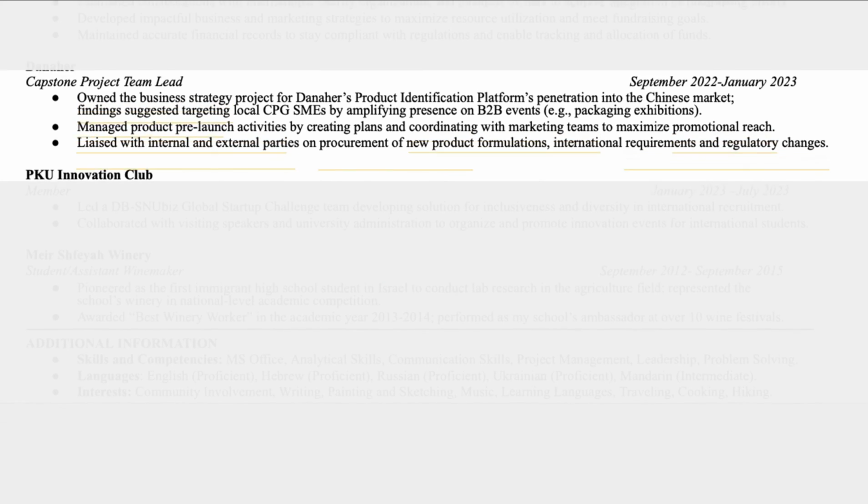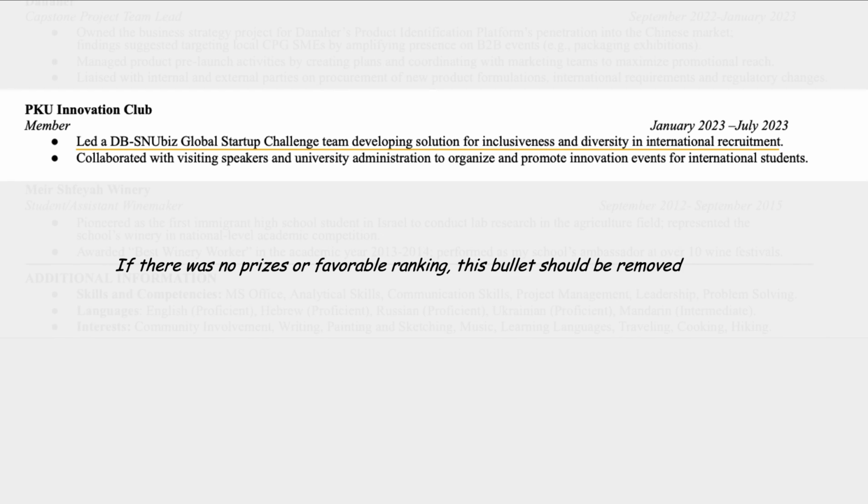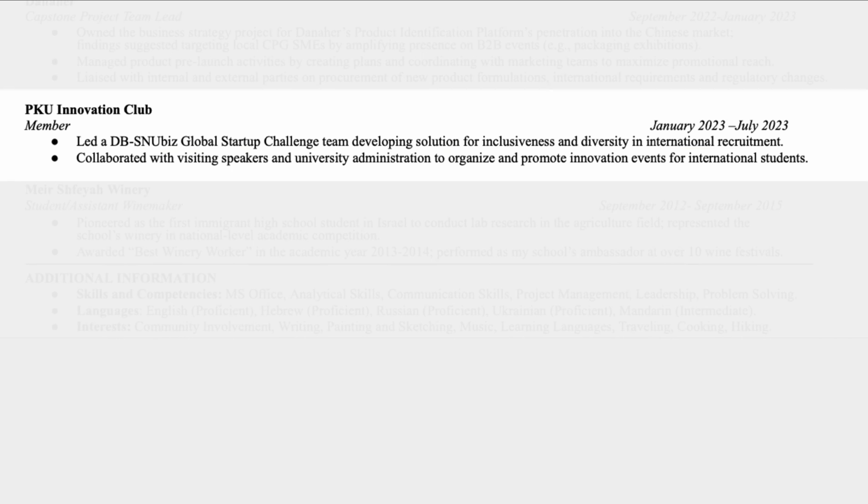On the third entry, we have what looks like a university club. Both bullets of this entry fall into the JD category. It's an old problem. The first bullet seems like a contest. So what prizes did the team win? Did her team outperform the others? If there were no prizes or favorable ranking, then I would suggest removing this bullet, because it does not add much value to the resume.